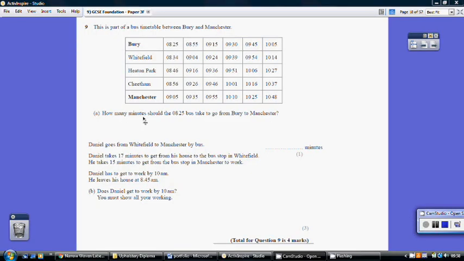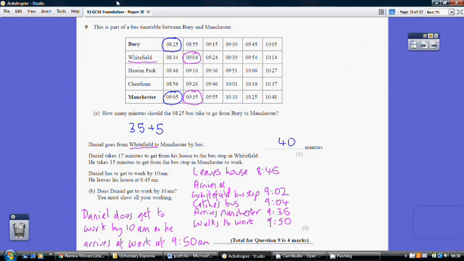Question 9, part A, how many minutes should the 8:25 bus take to go from Bury to Manchester? So the 8:25 bus from Bury to Manchester, so this one in blue. So we're going from 8:25 to 9:05. I like to round up to the nearest whole hour. So it's 35 minutes taking me to 9 o'clock, and then 5 minutes from 9 o'clock to 9:05. So that's 40 minutes in total.